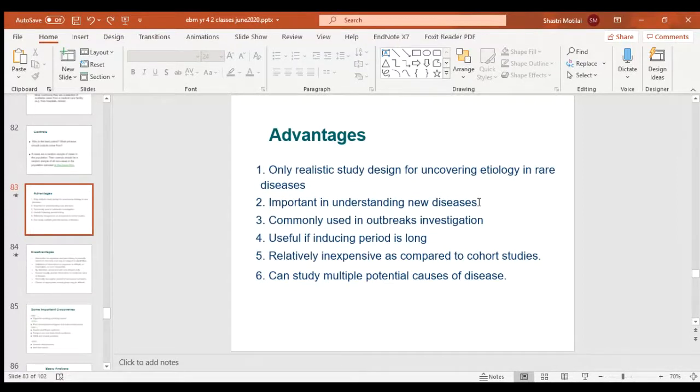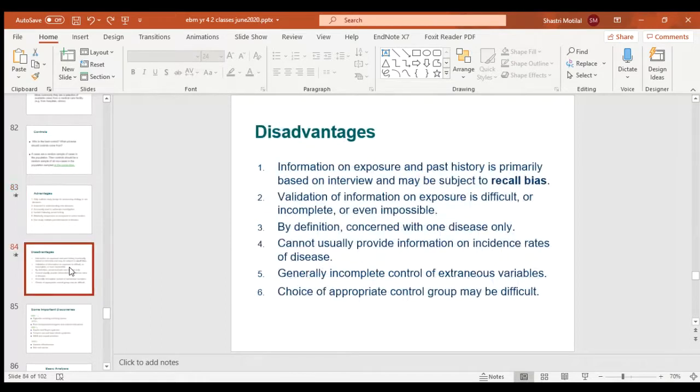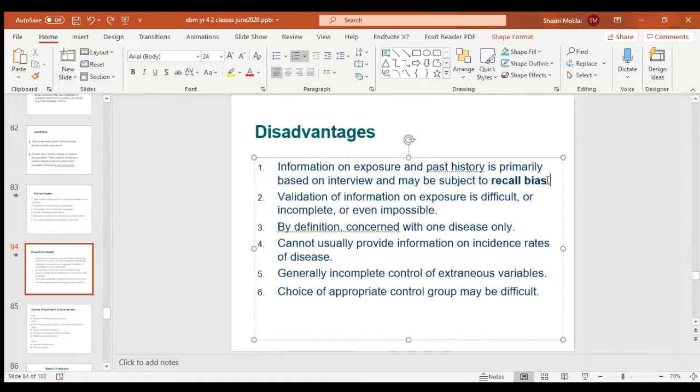If there's some rare disease and we don't know what's causing this rare disease, a case control study is generally good for that. But the disadvantage with a case control study is people cannot often remember their risk factors. And what do we call that? We call that recall bias.